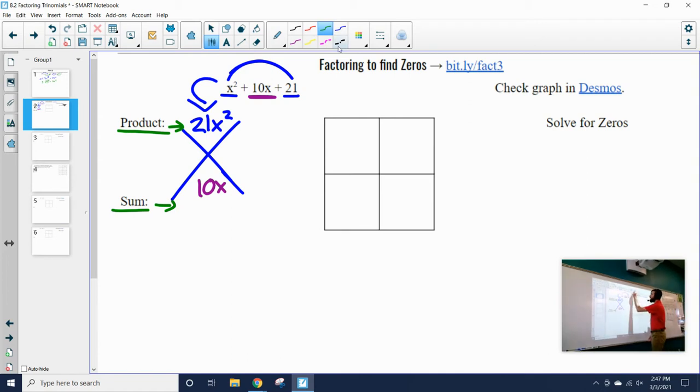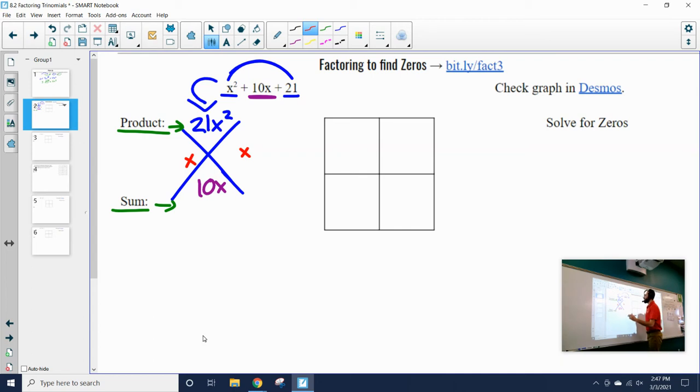Now I know in order to get that x squared, both my product and my sum are going to have to be x and x. I'm going to have an x for each of these. So x times x gives me x squared, and then x and x will add together to give me my 10x. So really, I just need to think about the 21 and the 10. These are the two important pieces that I need to think of. So what are two numbers that multiply to give me 21, add to give me 10?